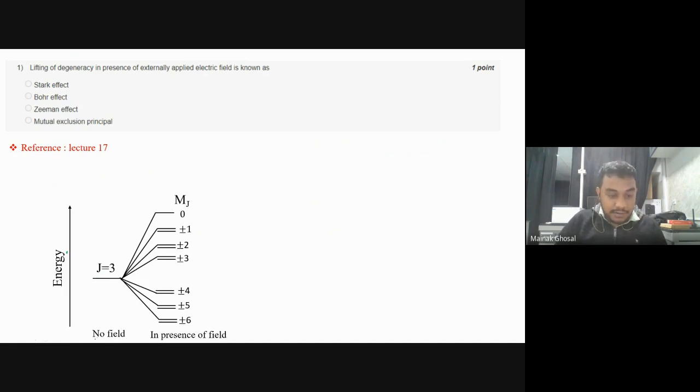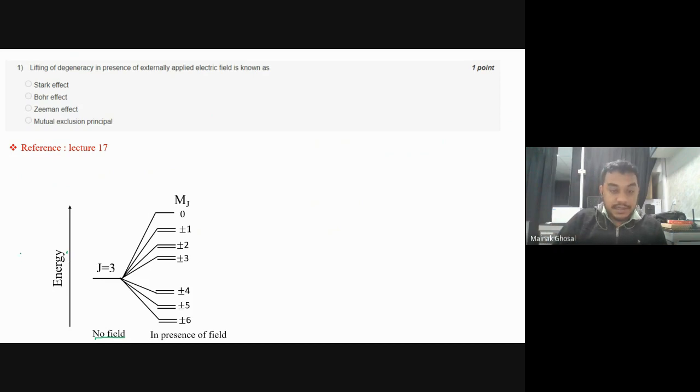And here I have written also that there is no field, no electric or no perturbation. So do you see any other lines here? No, you cannot see, because this is already all degenerate. In J equals 3, when you are not applying any kind of field, you will see just one line in the spectrum. But as soon as you apply some field, you can see that this degeneracy is broken, or uplifted. Okay, how is it uplifted?